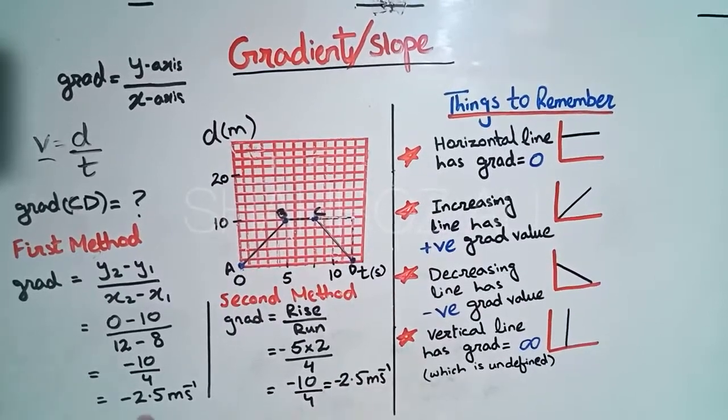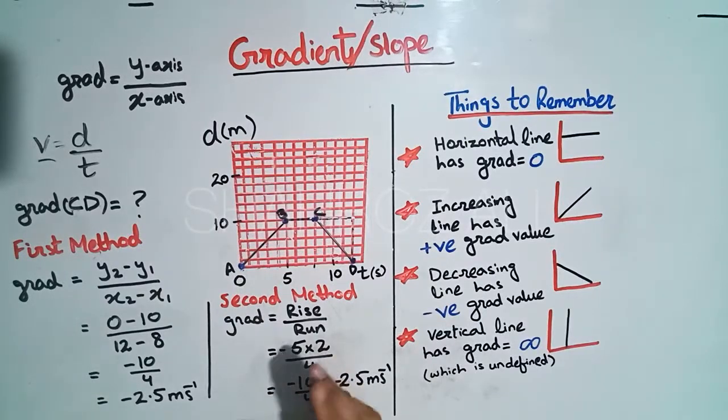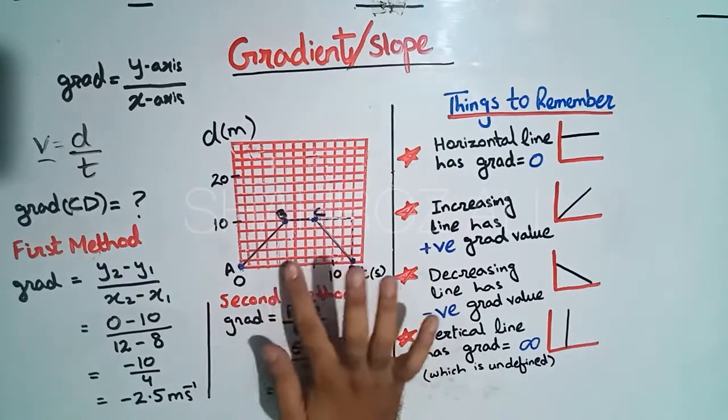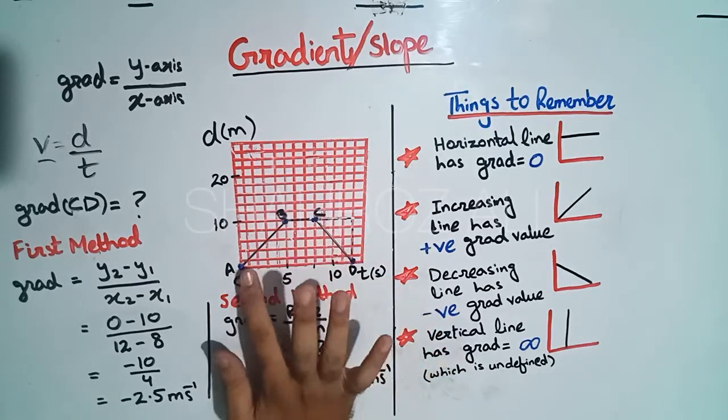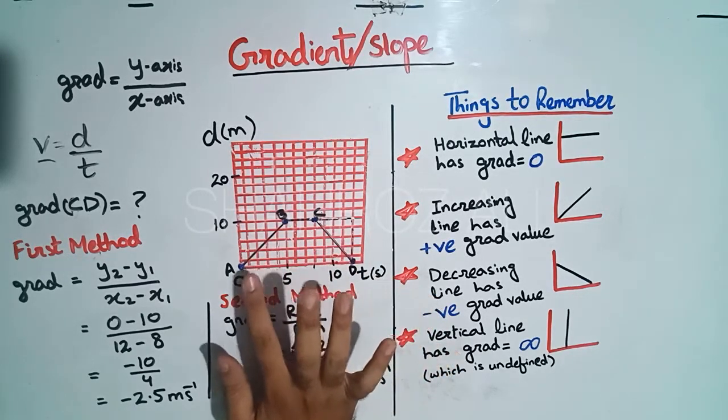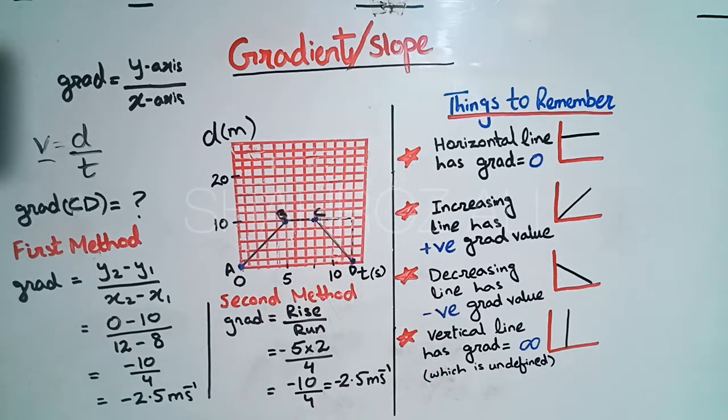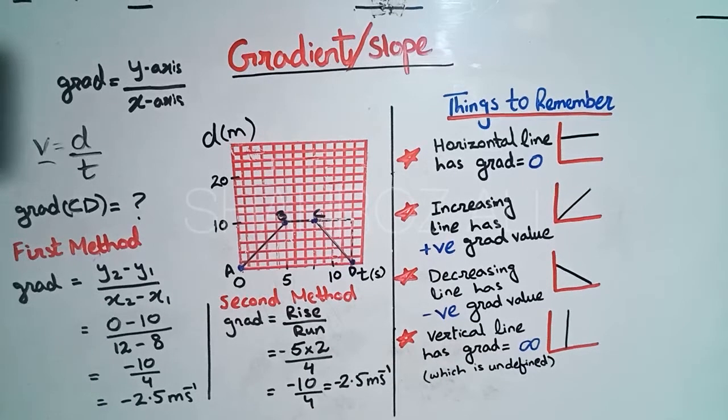Both methods, the first and the second, give the same values. Increasing gives positive gradient, 0 for horizontal, and decreasing gives negative. So all three gradients have been found. That is all I wanted to tell you about gradient.